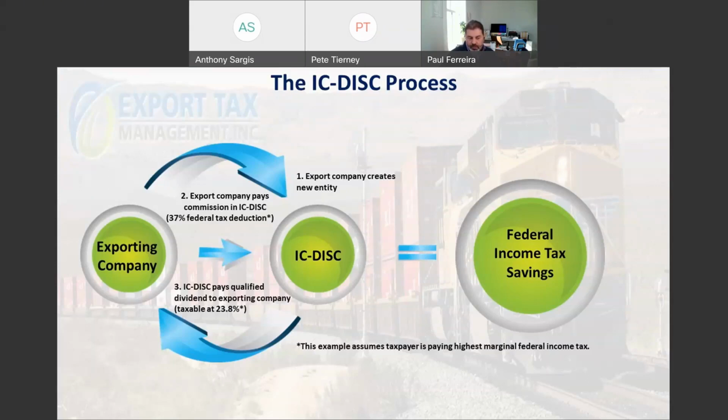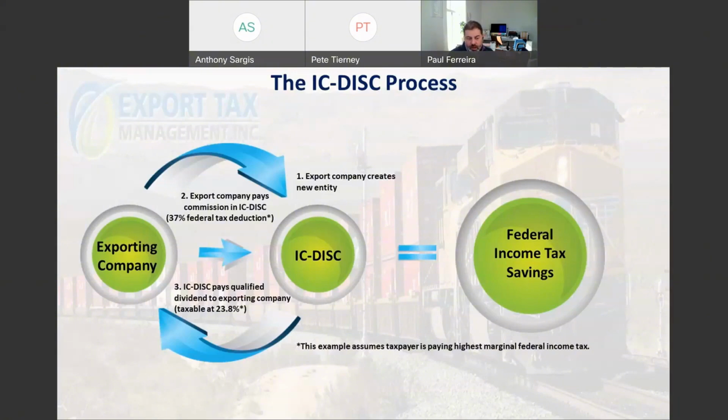So in essence, the exporting company, your coffee mug company, pays $1 million to the IC-DISC. That $1 million is then immediately paid right back to the exporting company. So you say to yourself, well, did income really change? Overall, for financial statement purposes, not at all. However, for tax purposes, you see $1 million less of ordinary income and $1 million more of qualified dividend income.